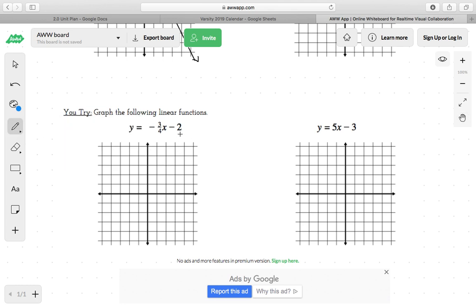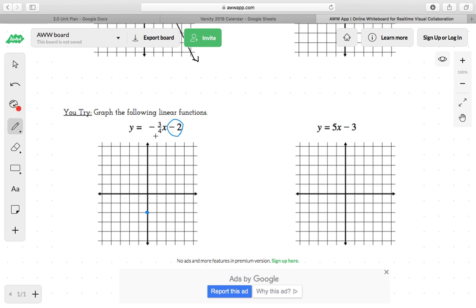All right, so you tried it, and I'm going to do it quickly here. Our b is -2, so we're going to begin at -2 on our y-axis. So -2 is down here, because if 0, 0 is in the middle and it's negative, we want to go down 2. So that's our b, that's our y-intercept.